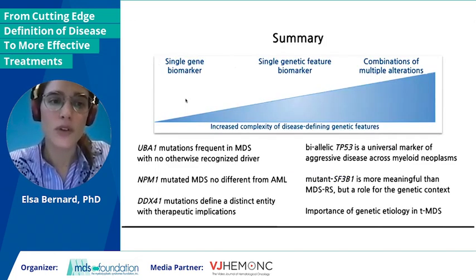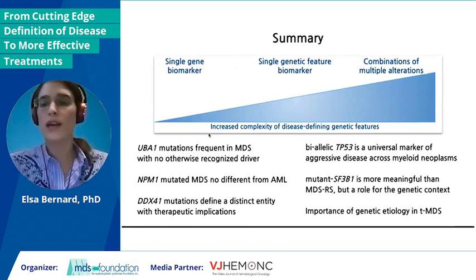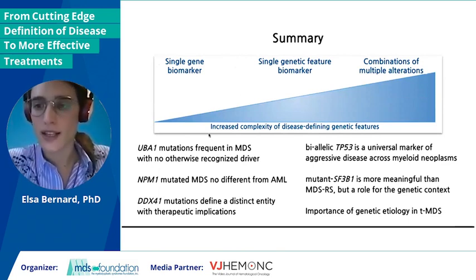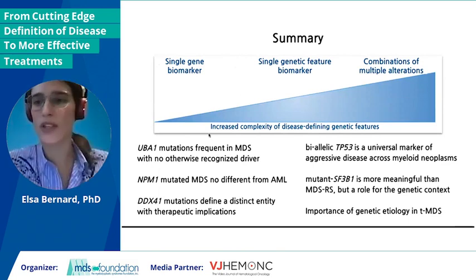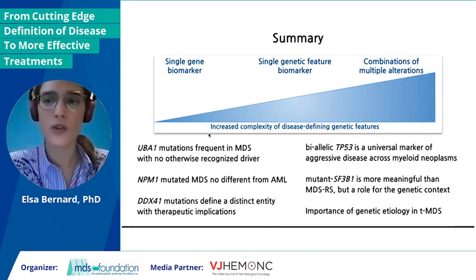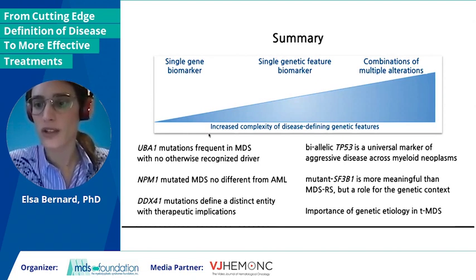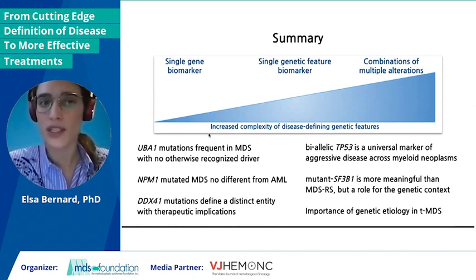So to conclude, there are single gene markers that can be easily incorporated into classification schema. This includes, for example, UBA1 mutations that may be frequent in MDS with otherwise unrecognized lesions, NPM1 mutated MDS, which is no different from AML, and DDX41 mutations that define a distinct entity with candidate therapeutic implications.